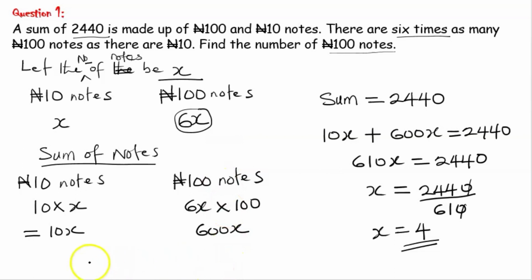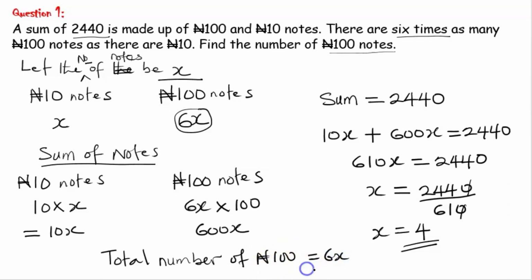So the total number of 100 naira notes, which is denoted by 6x, is now going to give us 6 times 4, which is equal to 24. So we are going to have 2400 naira notes. I believe we understand this.